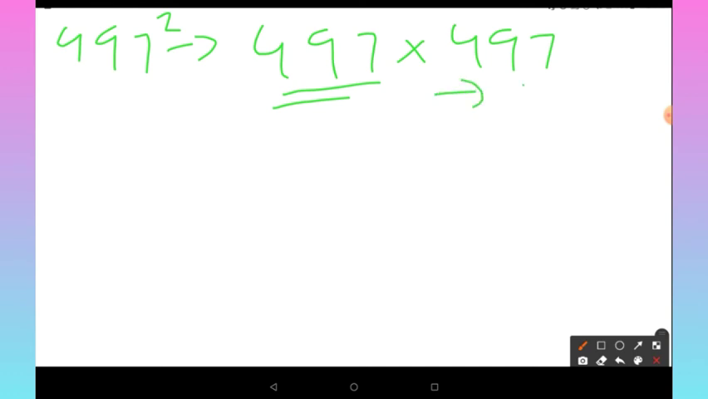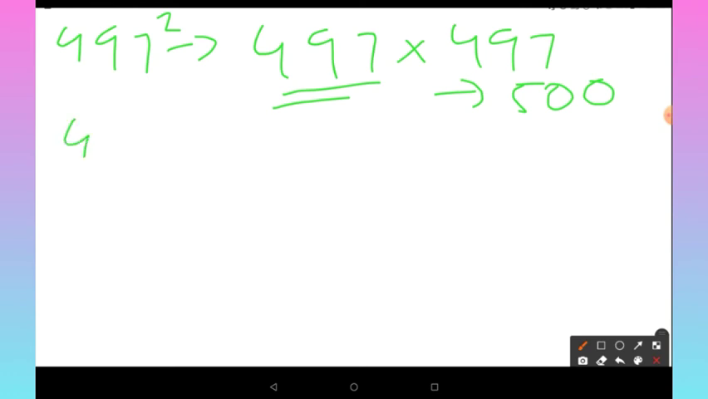So this is nothing but how you can do 497 into 497, right? You can write it like this. This is a large number. So for this number, what is the closest multiple of 100? This is a 3-digit number, so we can go with the closest multiple of 100. What is it? The closest multiple of 100 is 500, right? So for this number, we can do the multiplication by taking base as 500.